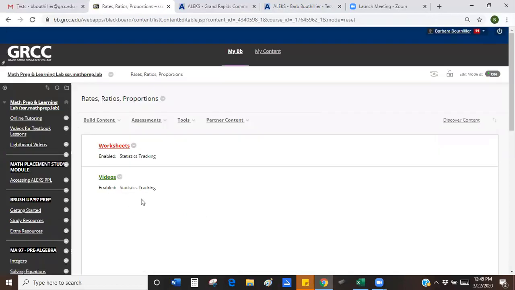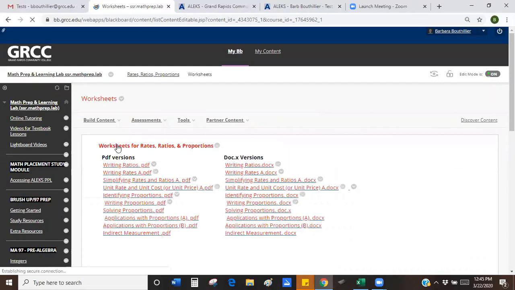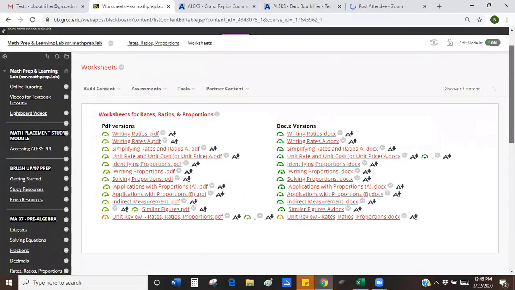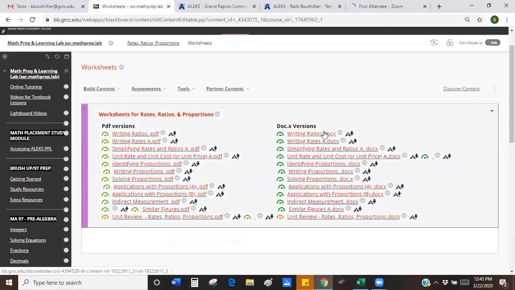There's also percents, which is on this test. If you go to worksheets, all of the worksheets that you would pick up in the Math Prep and Learning Lab are right there. So you can open, like that one I didn't do, it was unit rate.